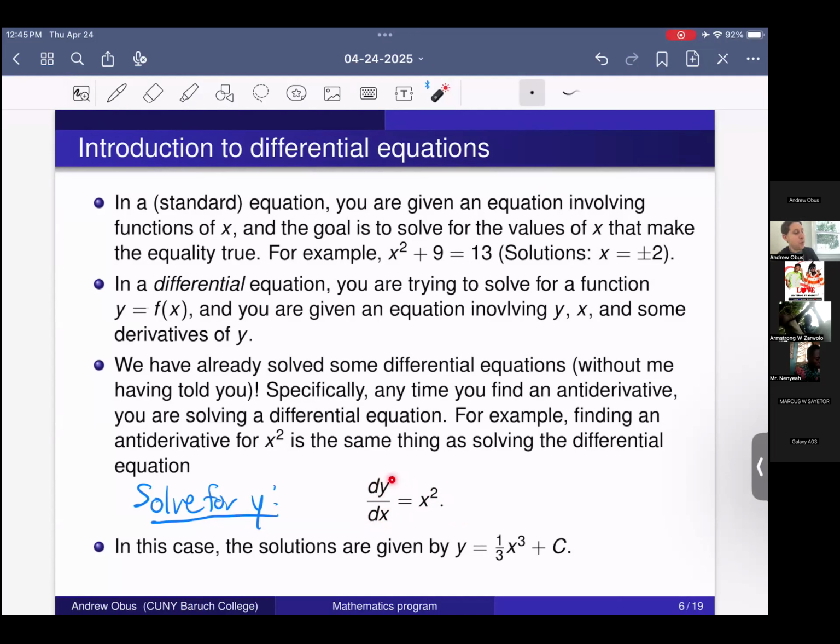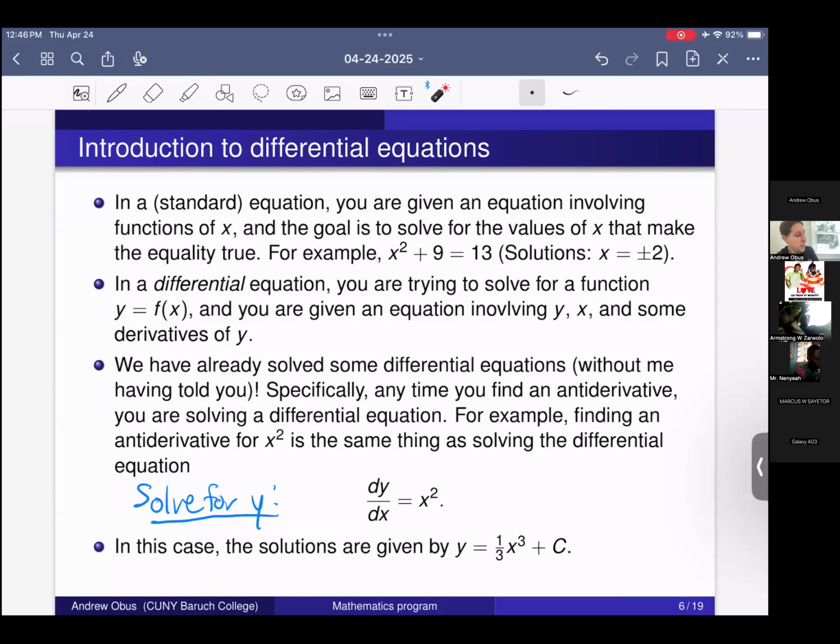The answer is not going to be y equals 3 or y equals 5. It's not going to be a number. If it's a number, dy/dx just equals 0, which is not the same as x squared. But the point is that y should be some function of x so that when you take the derivative of that function, you get x squared. That's what makes this a differential equation.